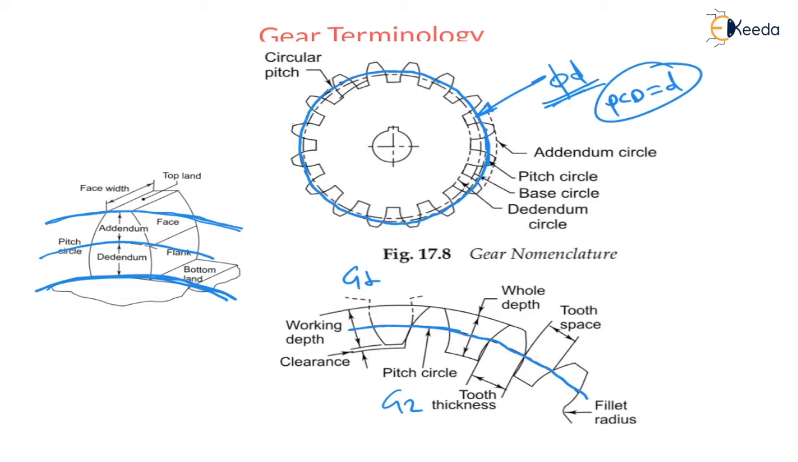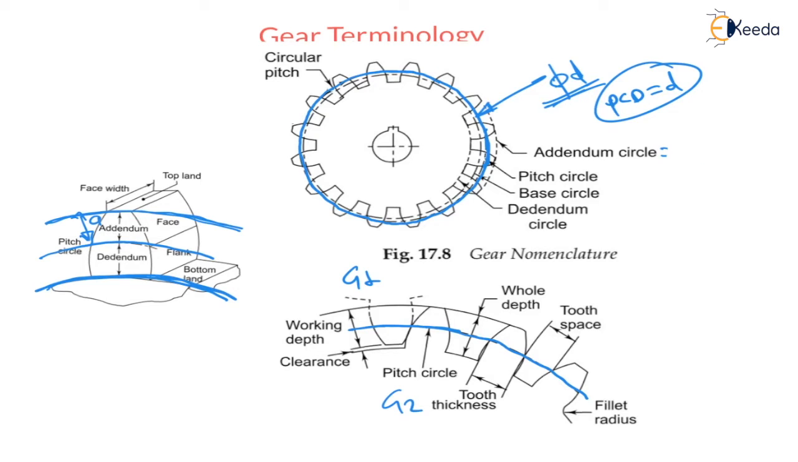Now what we can say about the addendum circle. If I want to find the addendum circle, it will be equal to the pitch circle diameter plus 2a, because on both sides this distance is the addendum a. On this side a upward and on this side a downward, that is, pitch circle diameter plus 2 addendum.